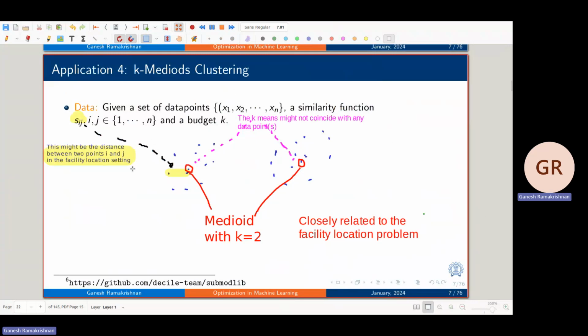So S_ij, a similarity, could also be the negative of the distance. So this might be the negative of distance, okay? The negative distance.